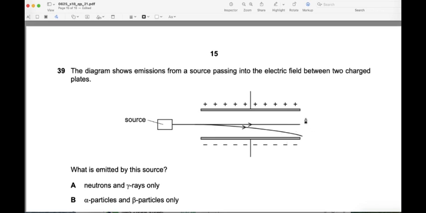The one that passes, doesn't deflect to the positive, neither does it deflect to the negative, is called the gamma ray. This straight one is called the gamma ray.